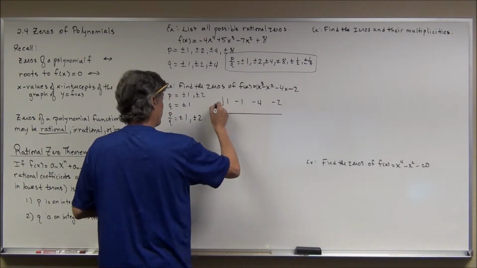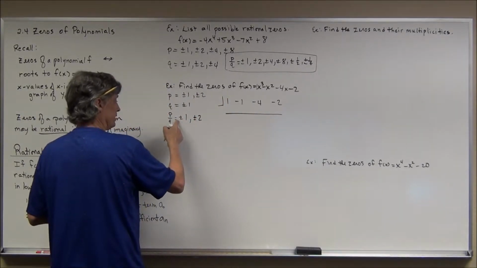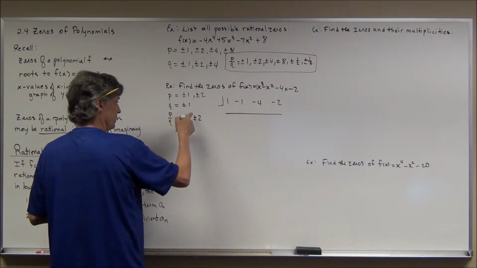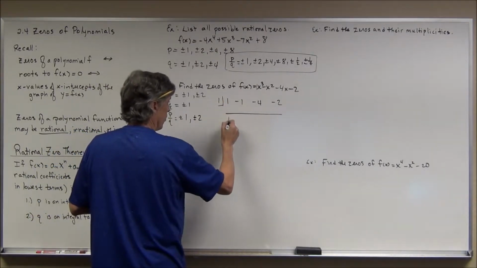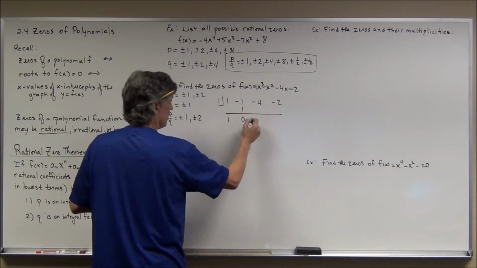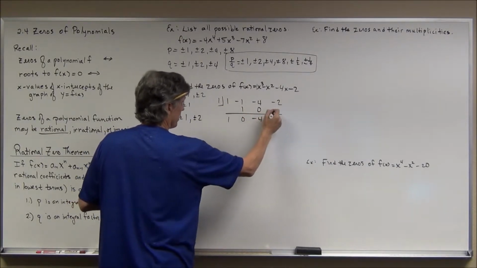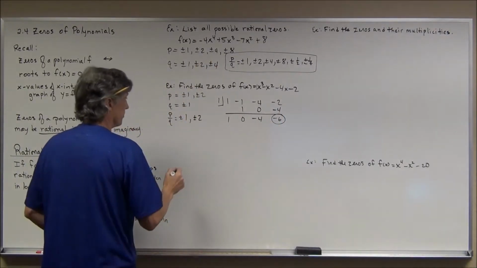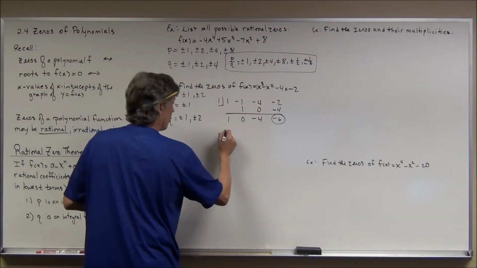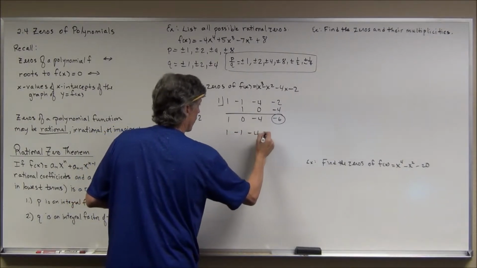Now, what do you start with? Well, I just start at the beginning. I start with positive 1, then I go to negative 1, positive 2, negative 2, and so on. So I will try positive 1 first. 1, 1, 0, 0, negative 4, negative 4, negative 6. Now, no good. It's not positive 1.